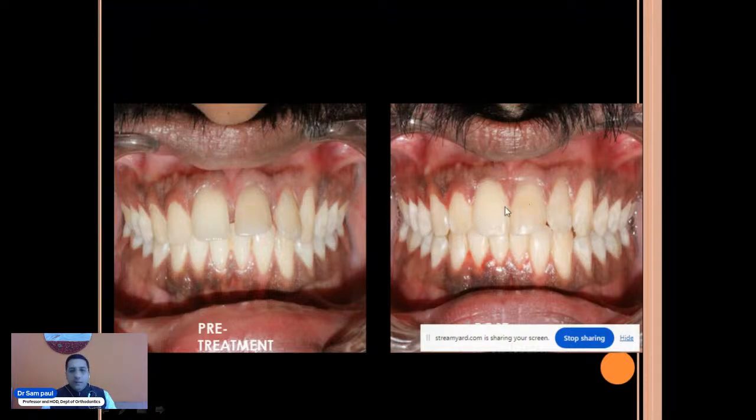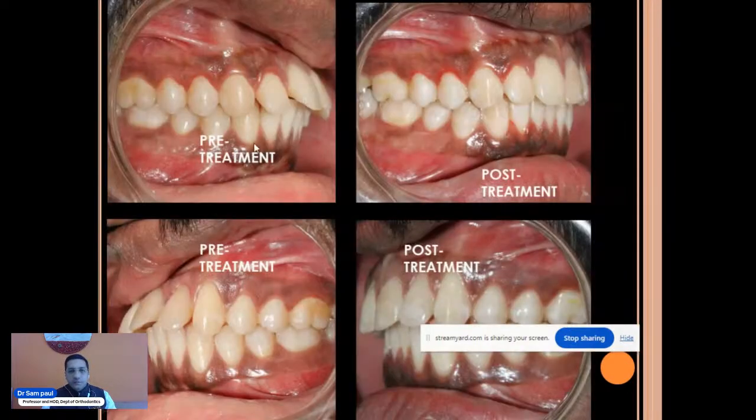The entire space has been closed. Here you can compare. The patient had proclination here and spacing here. You can appreciate that the proclination and spacing are completely reduced.